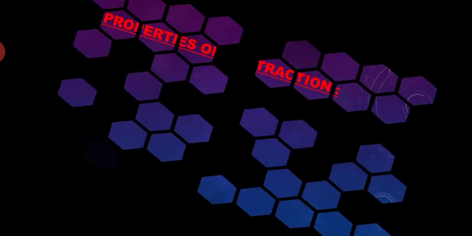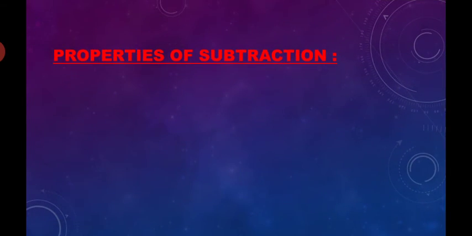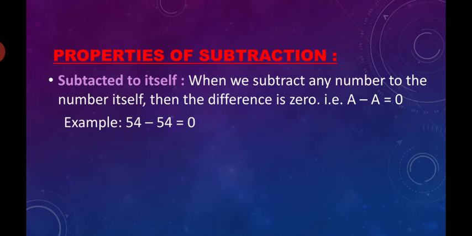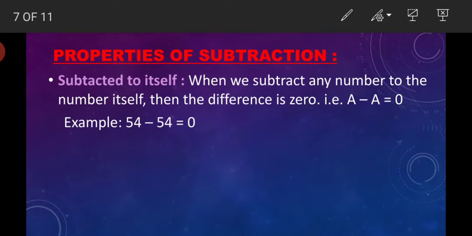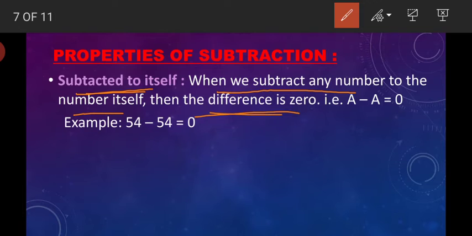Now come to some properties of subtraction. There are two properties of subtraction. First is subtracting a number from itself. When you subtract any number from the number itself, that is the same number, then the difference is 0. We get the result as 0, that is a minus a is equal to 0. Here a is any positive number.